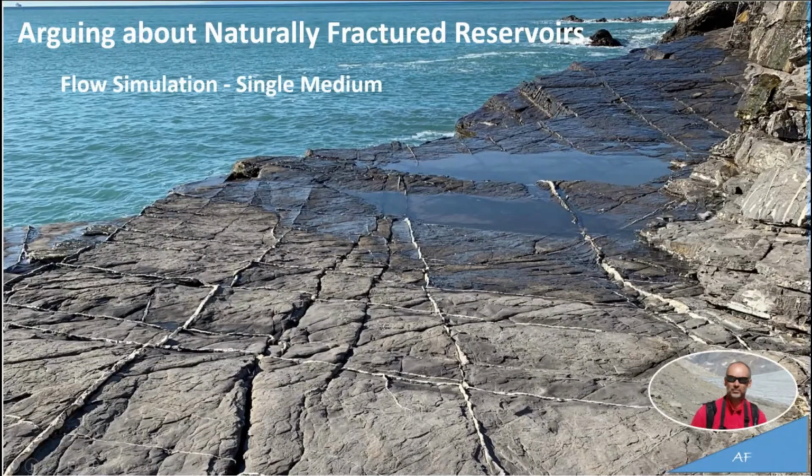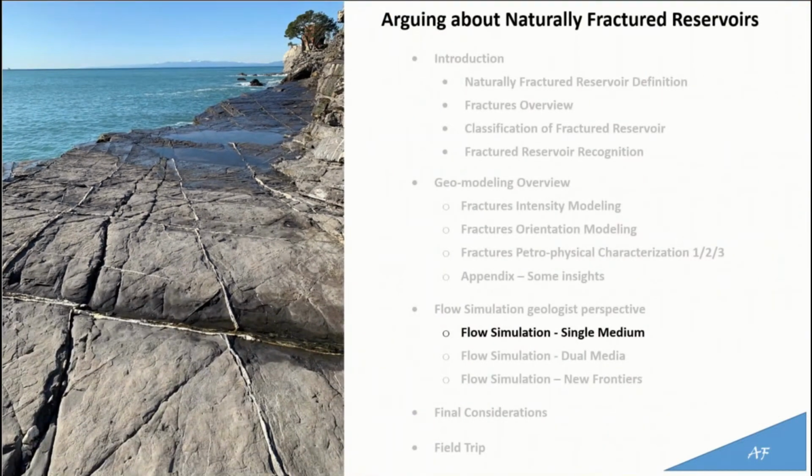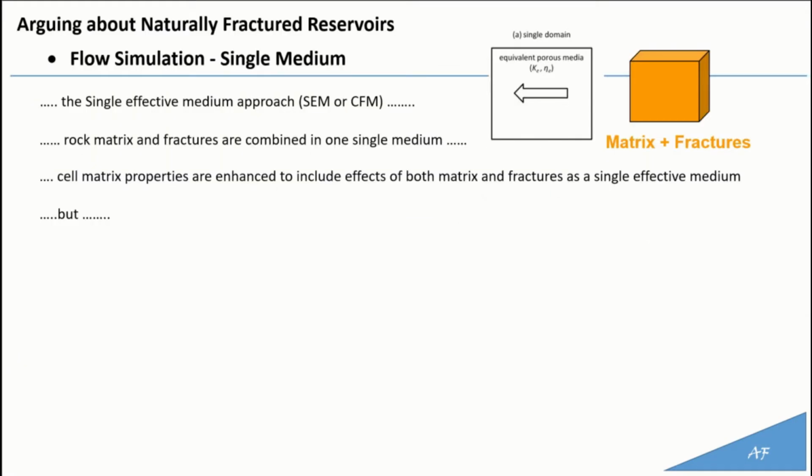So let's start now with the flow simulation using a single medium model. That is the most simple approach. The single effective medium approach tries to estimate a permeability enhancement in relation to the presence of fractures. So rock matrix and fractures are combined in one single medium that is homogeneous and continuous within cells.